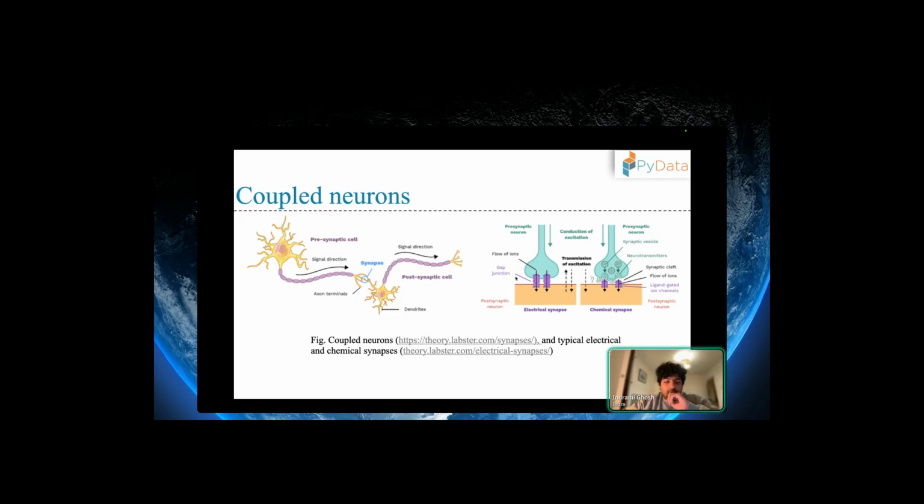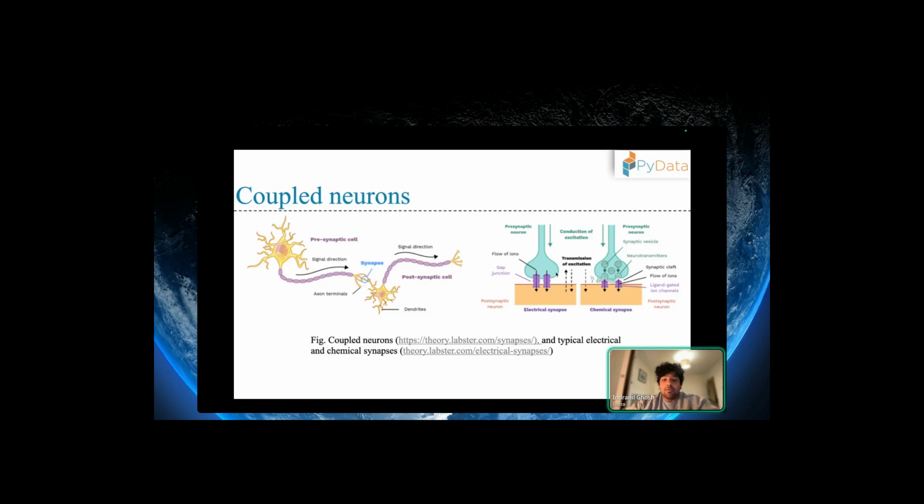And so this is called a gap junction coupling, or an electrical coupling. That's what it is called. But the synapse could be a bit complicated as well.